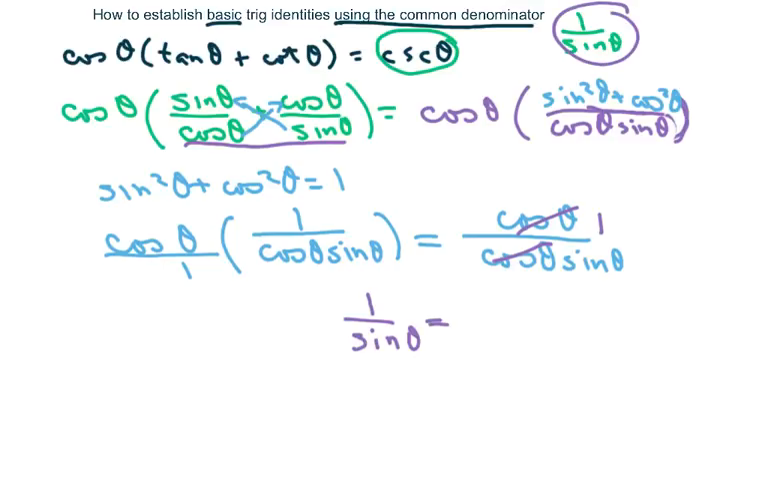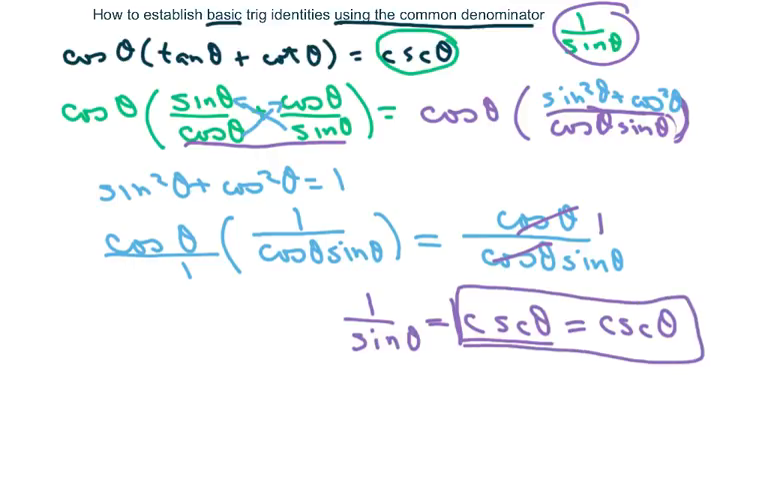And I would just go ahead and rewrite this as cosecant of theta. And cosecant of theta is supposed to equal this side. So that should be your last line of your proof.